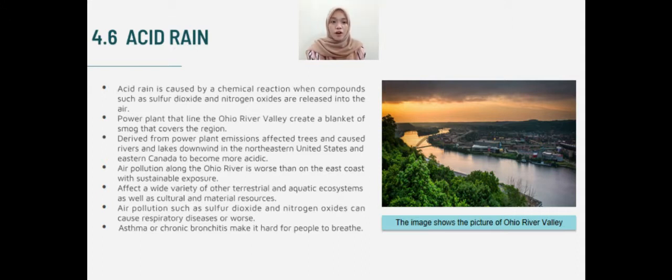The worst impact of acid rain is that it affects the aquatic ecosystem as well as the cultural and material resources. The risk that might arise is that if air pollution happens where sulfur dioxide and nitrogen dioxide are released to the air, it can cause respiratory disease to become even worse. Hence, it also makes it hard for people with asthma or chronic bronchitis to breathe.